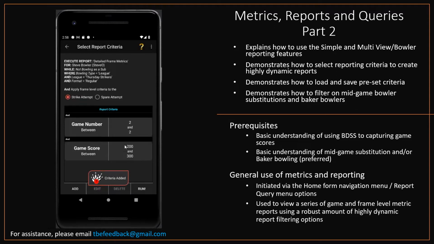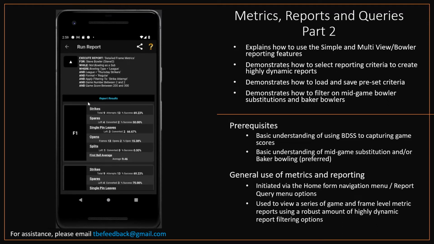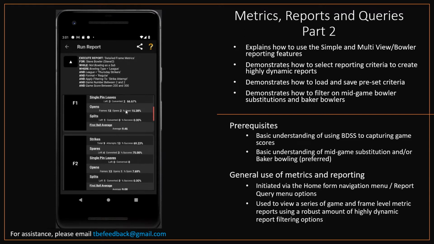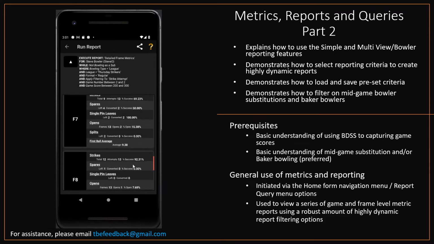Add close, and there you see our rules, and then just click run. And this is the detailed frame metrics report. It will aggregate each frame and show you the detailed roll-up metrics about each frame. And in this case, it will only show frames for games numbered 2 and for scores between 200 and 300, all the way through frame 10.